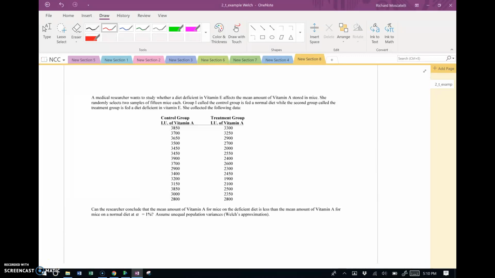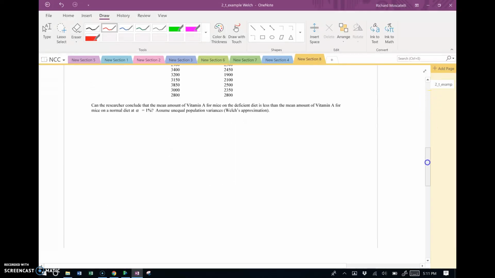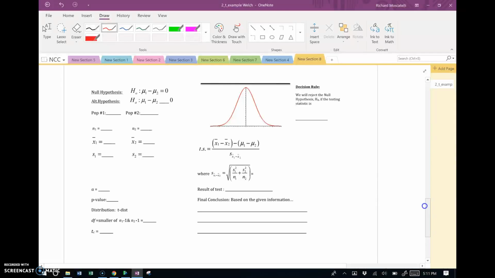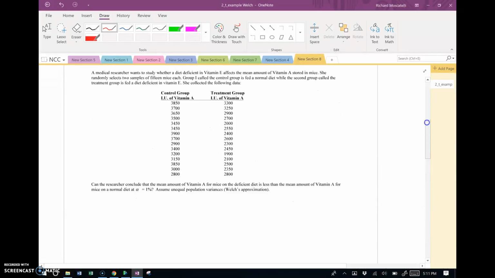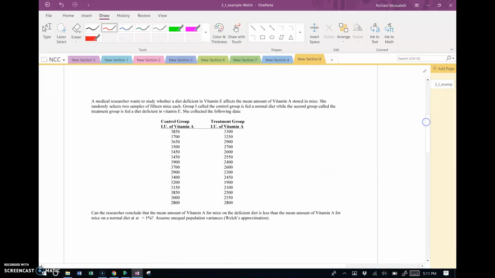Okay, so in this example, I'm going to show you how to work a two-sample t-test for the difference of population means, with the assumption that the population variances are unequal, which allows us to use Welch's approximation. So I've got an example here with raw data, and we're going to do all this analysis in JMP. What I've also done is I've pasted the template for the two-sample t-test using Welch's approximation in here, and we'll make use of that as well. It'll help us to organize our thoughts.